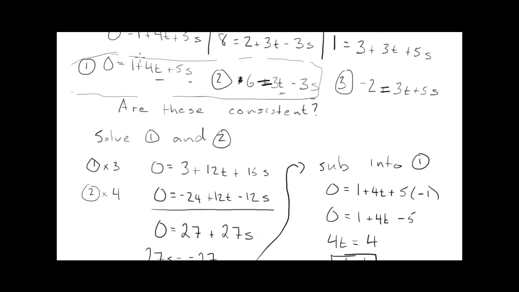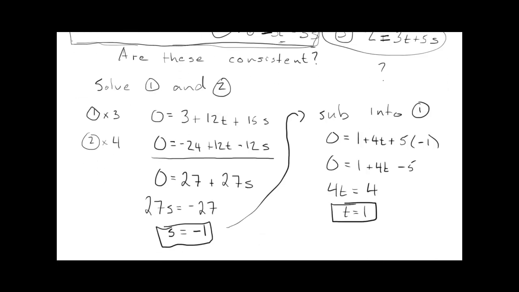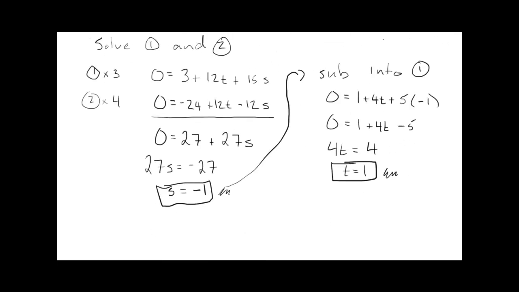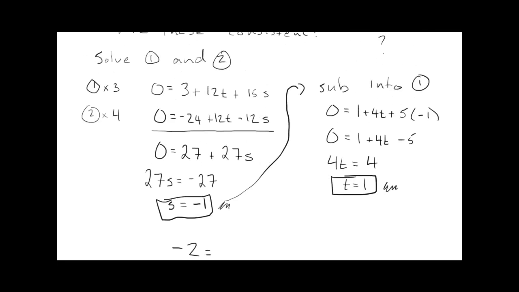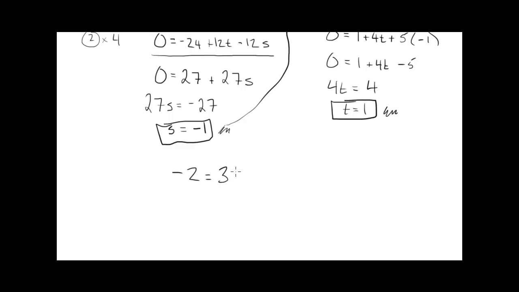Okay, very good. That's the solution to this system of two equations. But now we have to check, is that consistent with this one? So what we will do is check, does s equals negative 1 and t equals 1 satisfy this? So I'll rewrite this equation. Minus 2 equals, what was it, I forget. 3t plus 5s. So that was equation 3.